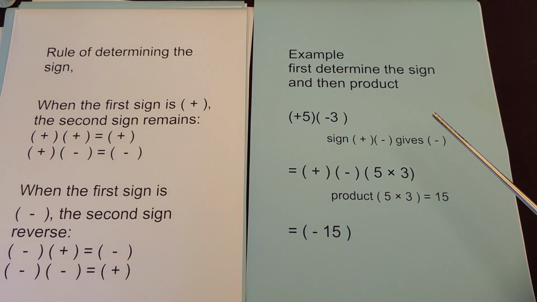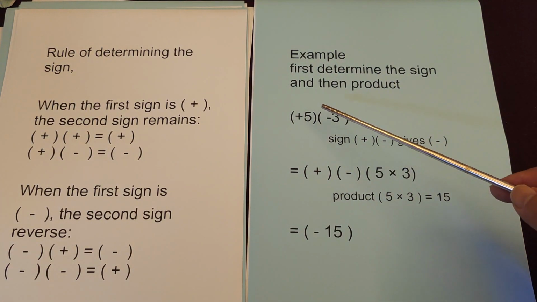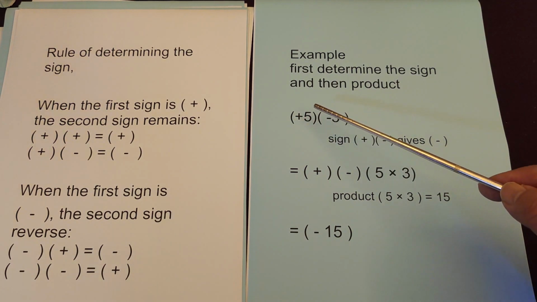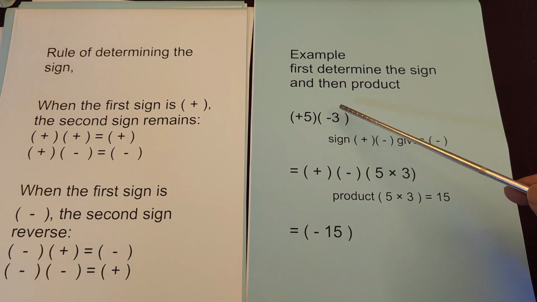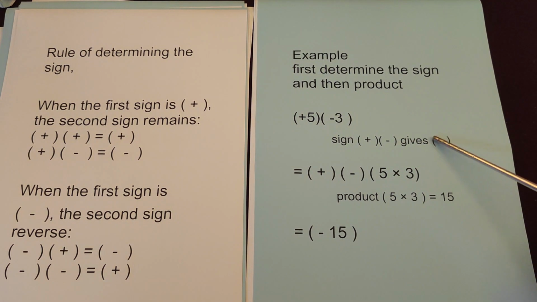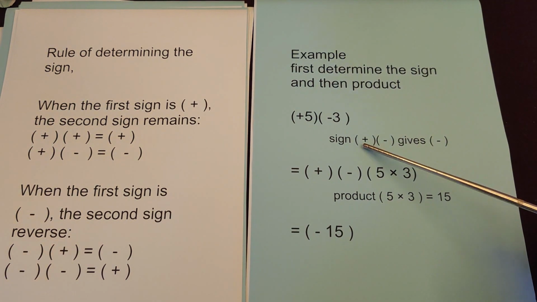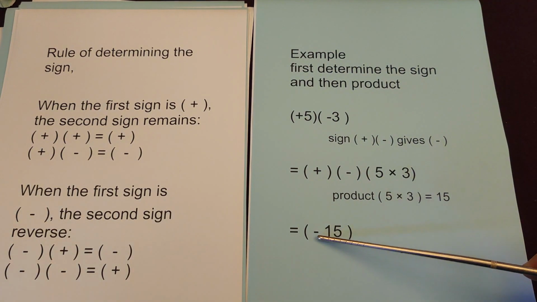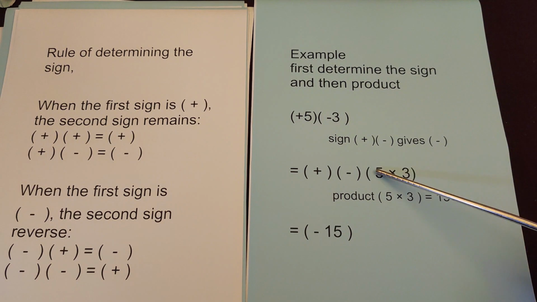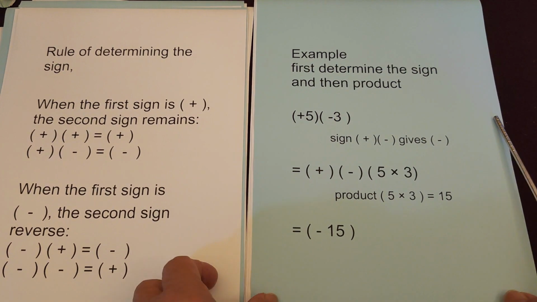Example. First, we determine the sign and then the product. Here we have positive 5 as the first one, and negative 3 as the second one. So the first sign is positive. The sign of the answer resembles that of the second, so it is negative. Or we can take it this way: when the two signs differ, we have a negative result. And the product is 5 times 3, that is 15. So the answer is negative 15.